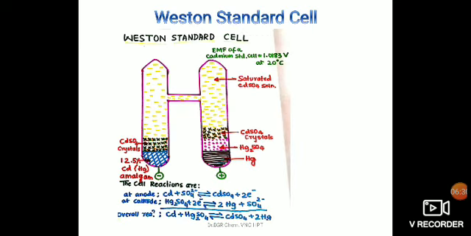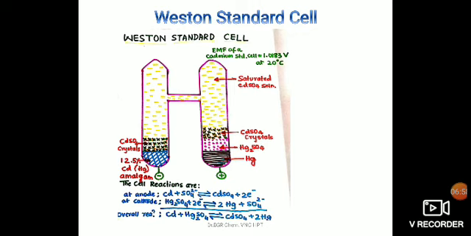Now in the syllabus we have the concept of Weston standard cell. A standard cell is one which provides a constant and accurately known EMF. The Weston cadmium cell is the most widely used standard cell, and it is constructed in an H-shaped glass tube. You can observe the diagram there.